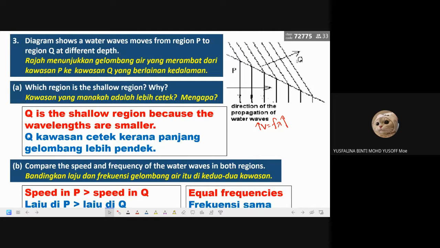But how about the frequency? Just now, like I said, for the refraction of wave there will be no change in frequency, before and after the refraction.